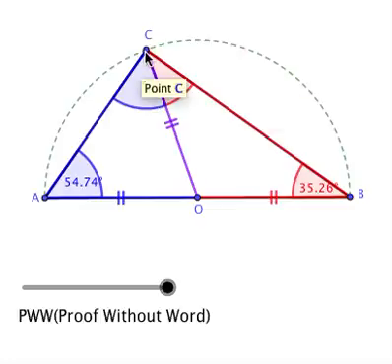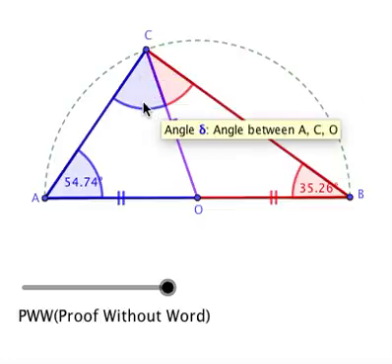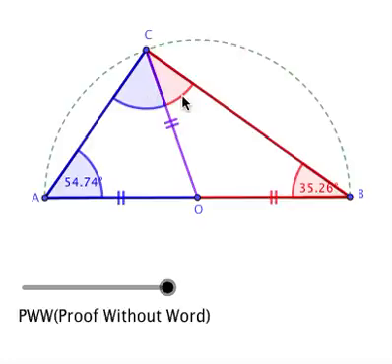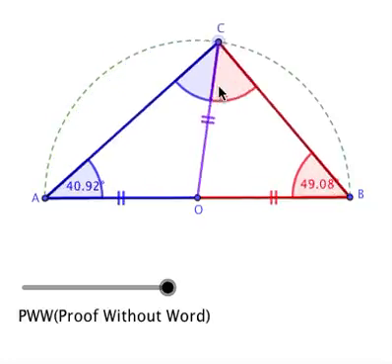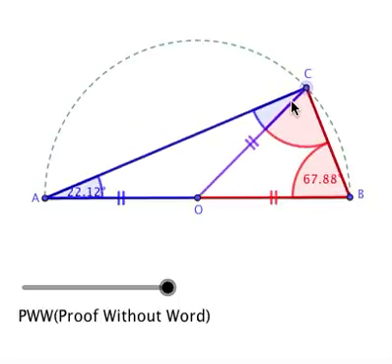then this angle up here, ACB, will be the sum of these 2 angles, the blue and the red, which, as we can see at the bottom, is a sum of 54.74 degrees and 35.26 degrees, which should be 90 degrees, and we can change this point C to be any point on the circle, and they will always add up to be 90 degrees.